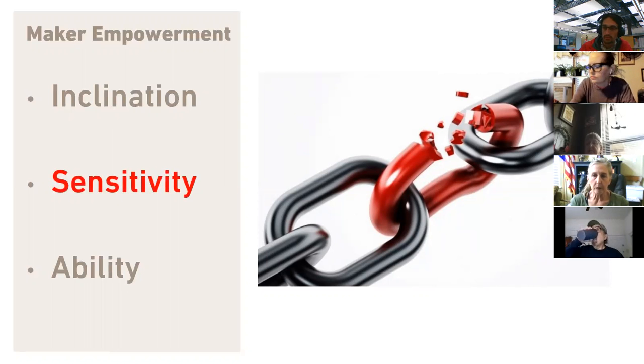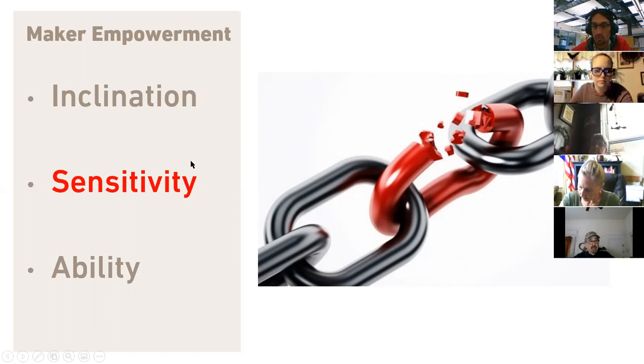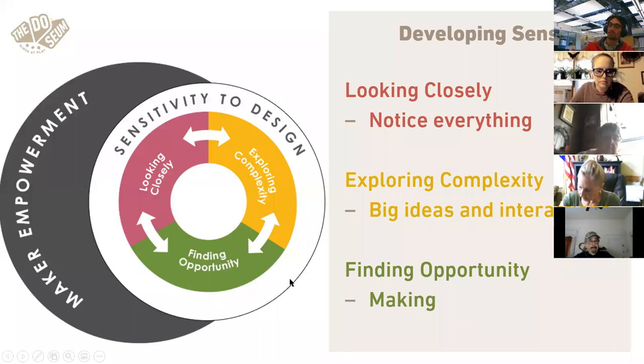What Project Zero, Agency by Design, discovered was that the weak link, the most common aspect keeping our learners from engaging in meaningful action in the world, is a lack of sensitivity to design, or a lack of sensitivity to opportunity. They don't know when to apply this information that they're learning. They know how to do it. They care about it. They just don't know when to do it. So that's the problem. Sensitivity to design, sensitivity to opportunities is lacking.